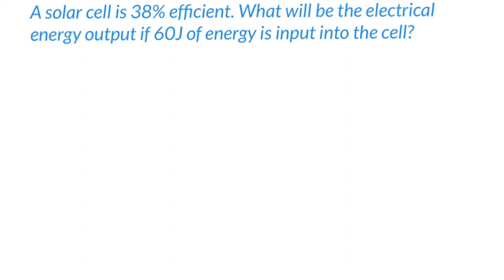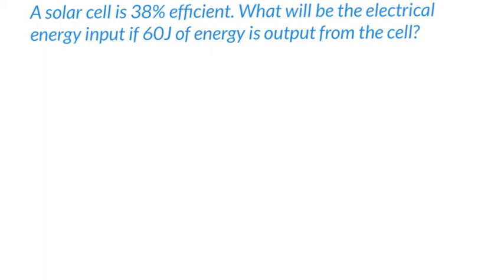It gets you to do this. So for example, we've got a solar cell that is 38% efficient. What would be the electrical energy input if 60 joules of energy is output if 60 joules of energy is put into the cell?